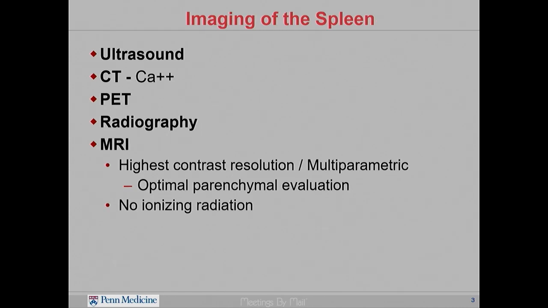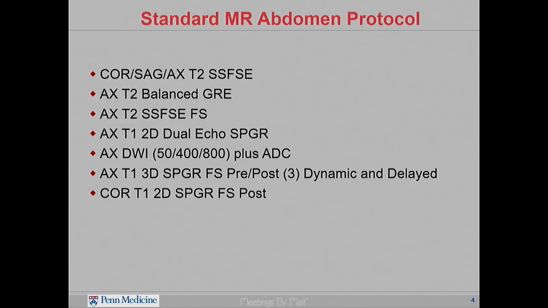Generally, when a splenic mass is encountered with ultrasound or CT, if the diagnosis is in question, you usually get a recommendation for an MRI, again, owing to its high contrast resolution and multiparametric nature. We run a standard abdominal and enhanced MRI multi-sequence, multi-planar protocol. Really, all of our just basic sequence, nothing special for the spleen.